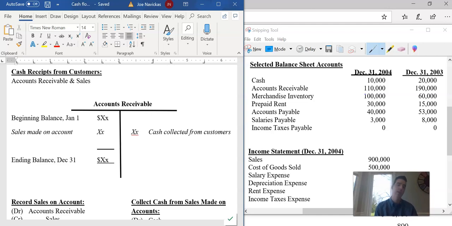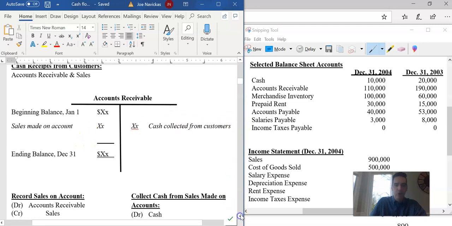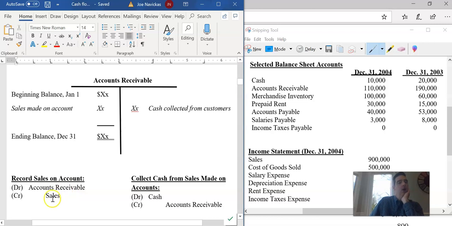So when we make a sale, remember the journal entry: when we sell to a customer on account, we debit the receivable and we credit sales. So the receivable goes up and the revenue goes up. How does sales impact the receivable account? It makes the receivable account increase, and you can see that here. Whenever I do that journal entry and record a sale on account, the sales number from my income statement makes the receivable increase with a debit.